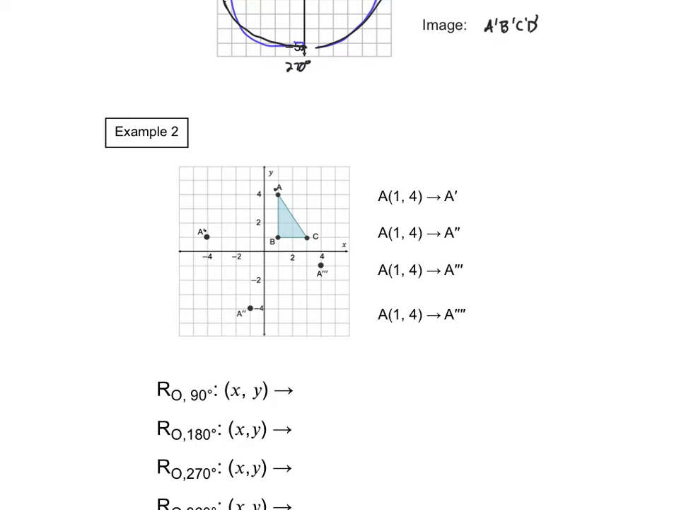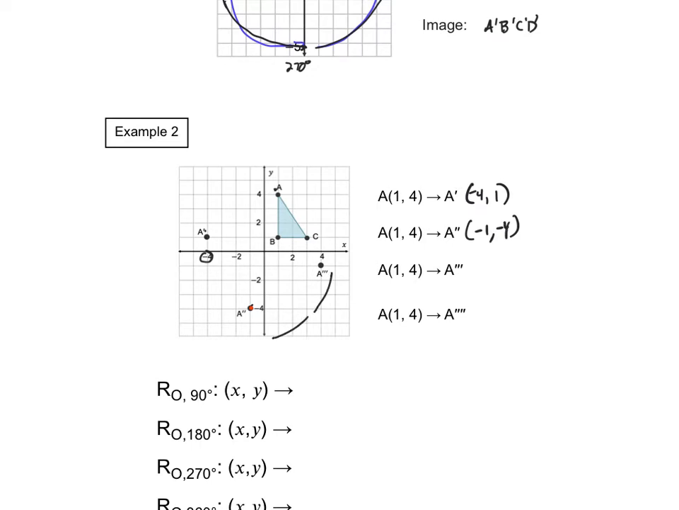So A1 is, in this case, A1 is going to be 4 and 1. Or negative 4, right? As we go from here, this is negative 4. And then that makes A double prime from here. That is, sorry, right here. That is going to look something like negative 1, negative 4.